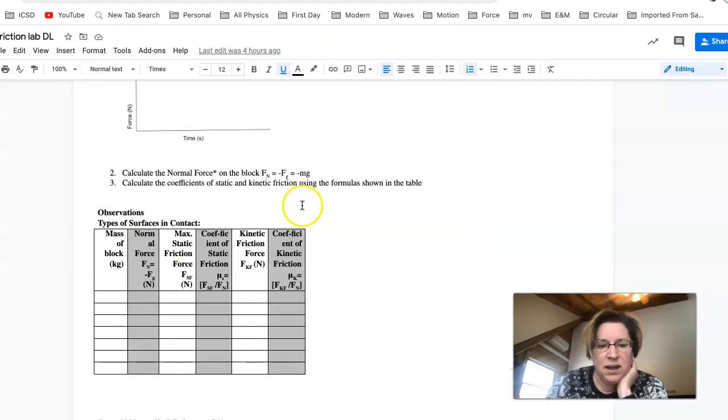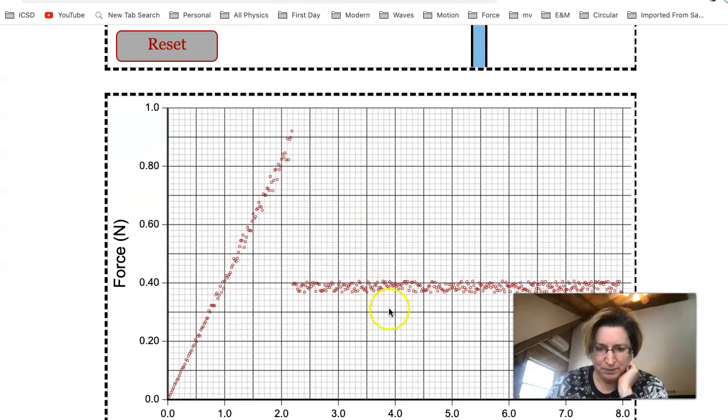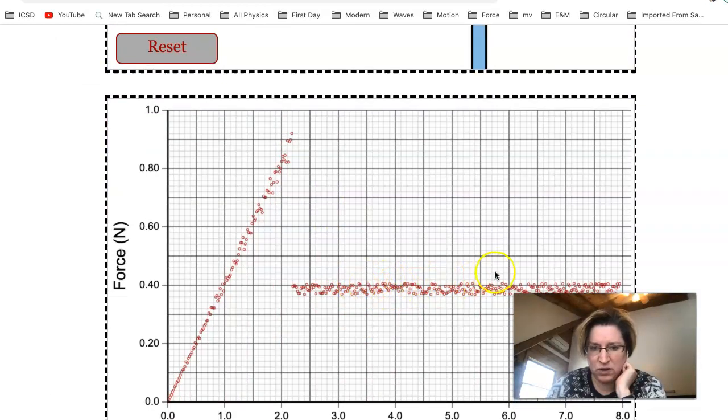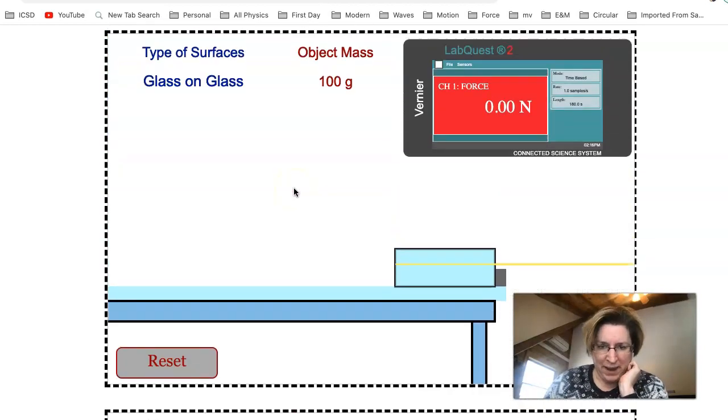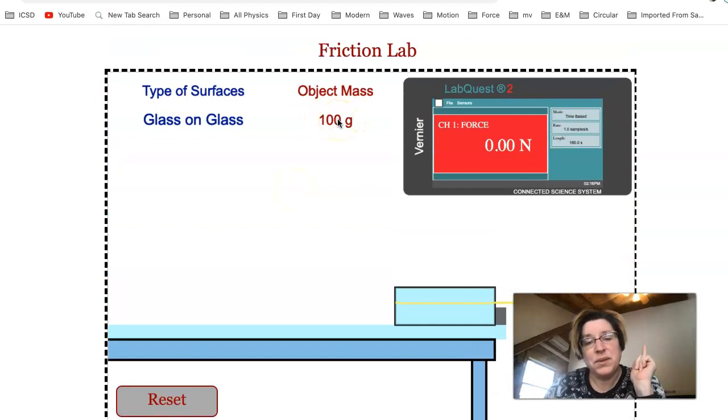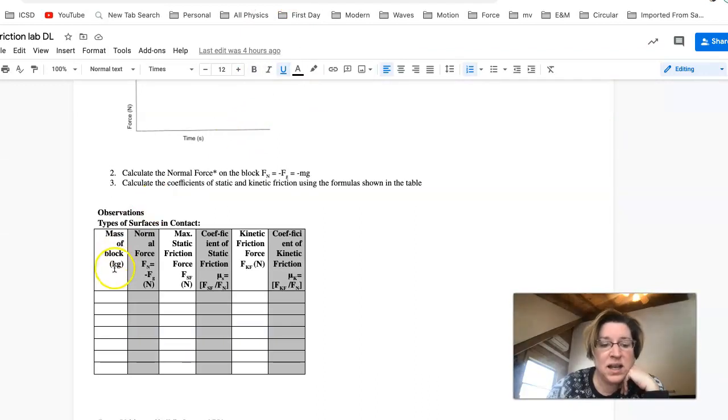To get the kinetic friction force, that's what happens when it's actually moving. That's this value here, so take an average of these values and put that in. Then the mass is right here. Something to keep in mind: this mass is in grams, but the chart is in kilograms. To get from grams to kilograms, you move the decimal 3 places, so 100 grams would be 0.1 kilograms. You'll fill that in, fill in the maximum, and fill in that average of when it's at a constant rate.